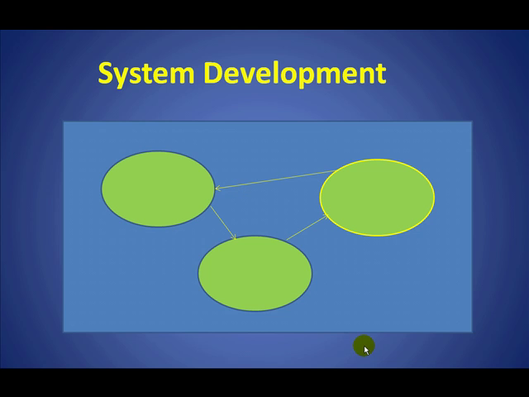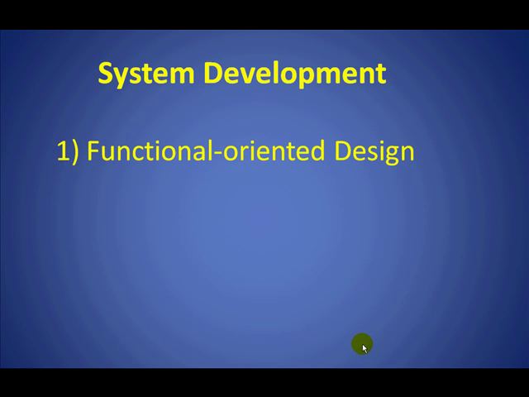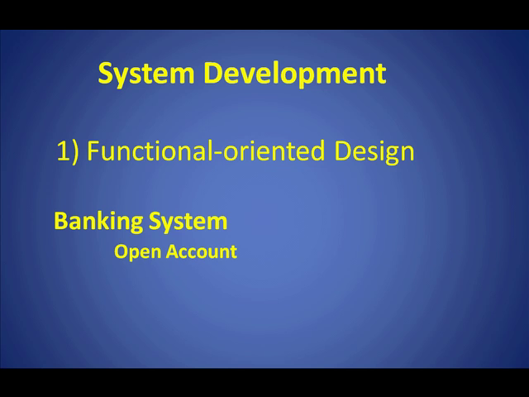There are two ways. The first way is to think of the system as functions, and this is what we call functional oriented design. So we think of the system as functions that interact with each other in order to provide the whole functionalities of the system. Let's take an example here: a banking system. If we think of the banking system as functions, then we can think of the following functions: open an account, deposit money to the account, and withdraw money from the account.